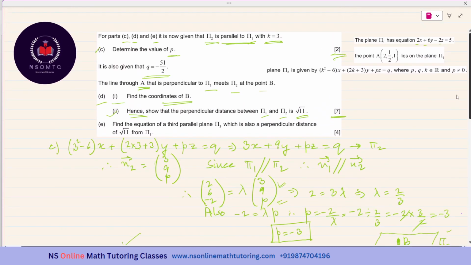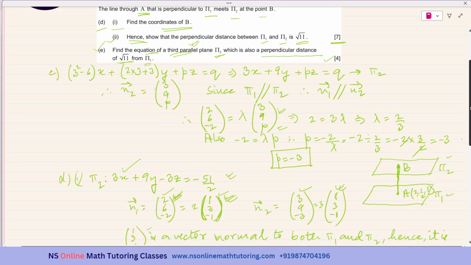Now coming to the last part E. Find the equation of a third plane. That is what I was saying. Find the equation of a third plane, parallel plane, means parallel to pi 1 and pi 2, named pi 3, which is also having a perpendicular distance of root 11 from pi 1. It is containing 4 marks.